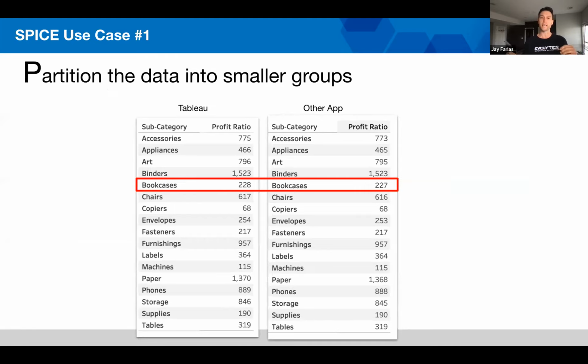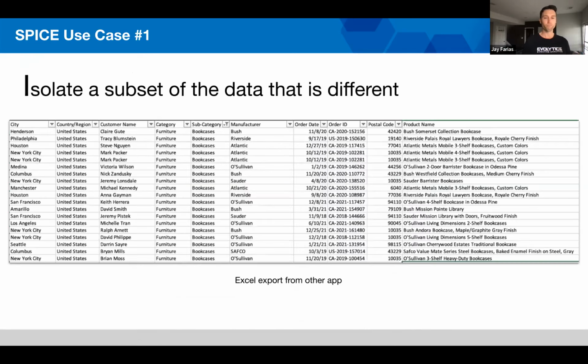You want to get it down to a set that is different. So we're only off in a few subcategories. So it's not specific to one subcategory because we have a few that are off, but I'm going to choose bookcases because that seems to be the smallest subcategory where we have a difference. And so that'll be the smallest subset to isolate. So again, the next step is isolate that subset.